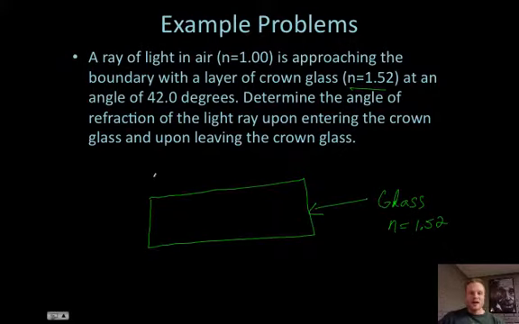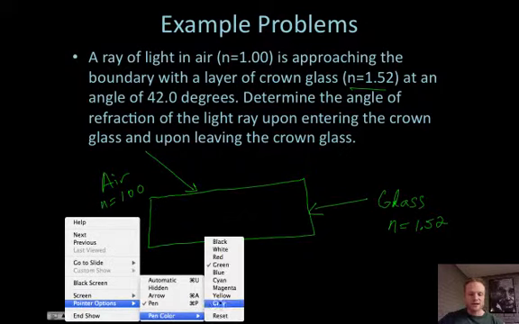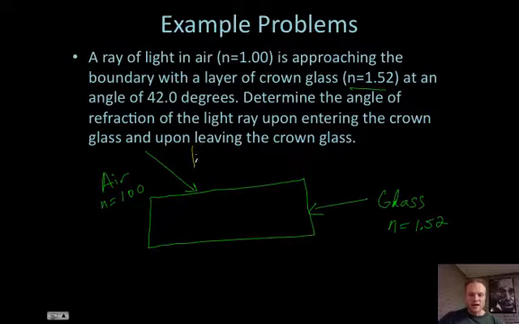And we know that a ray of light is headed towards this crown glass, and this is air out here, and the air has an N of 1. It's approaching the boundary of the layer of crown glass at an angle of 42 degrees. I'm going to draw the normal with a different color, with yellow. That's 42 degrees right there. That's theta.